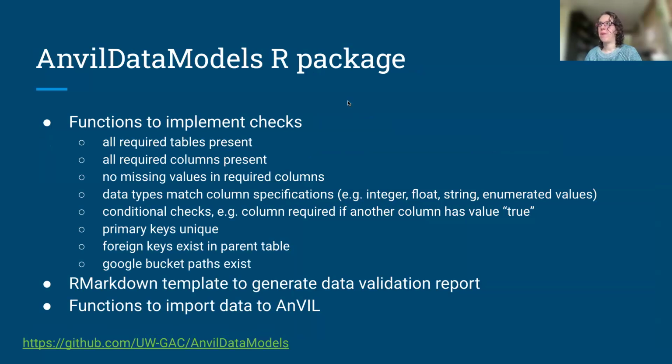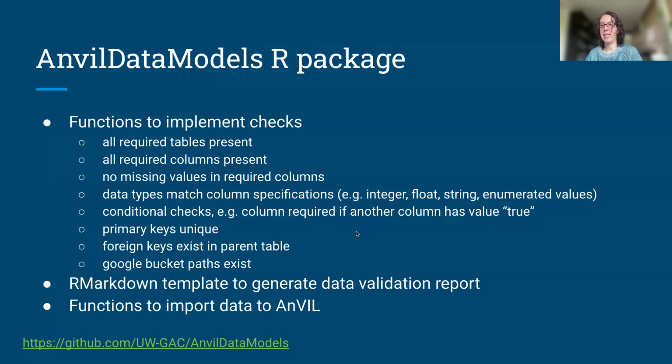And so the AnVIL Data Models R package has a number of different functions to implement checks. It can check that all required tables and all required columns are present. It checks that there aren't any missing values in the required columns. It checks that all of the data types match the column specifications. So if the column is specified as an integer, all the values must be compatible with an integer data type. If you specify enumerated values for your column, it checks that all of the values are one of those enumerated values. It can do conditional checks.